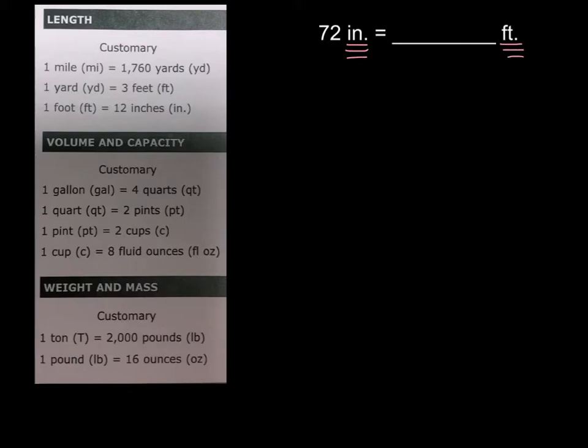The first thing I need to do is go find my ink. Ink stands for important information I need to know. When I look at my star chart, and this is only part of the star chart, I see three sections: length, volume and capacity, weight and mass. My problem is inches and feet, so I know we're talking about how long something is.